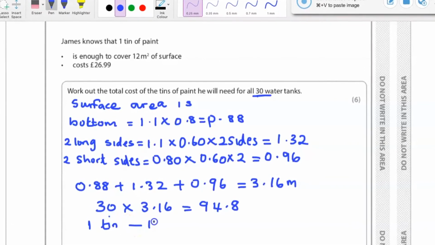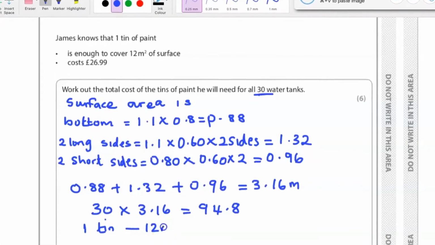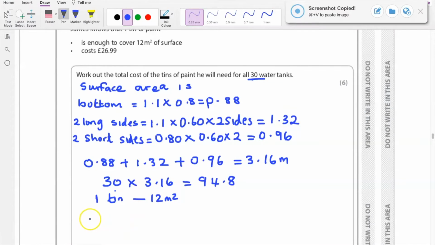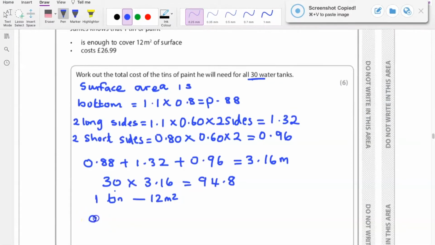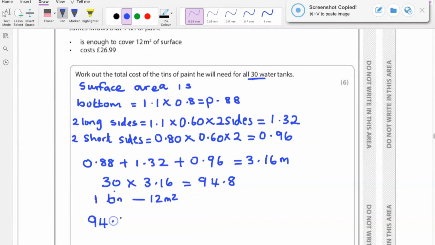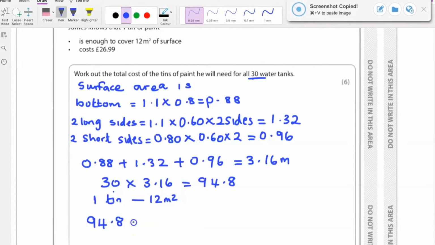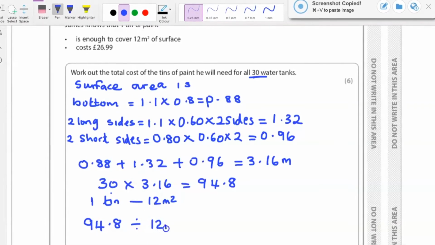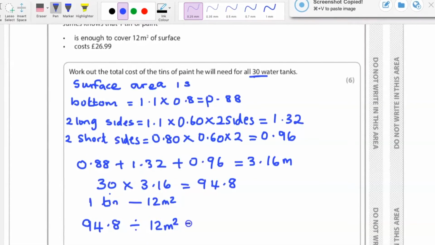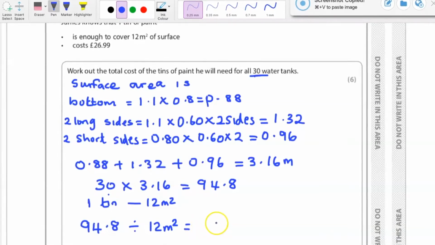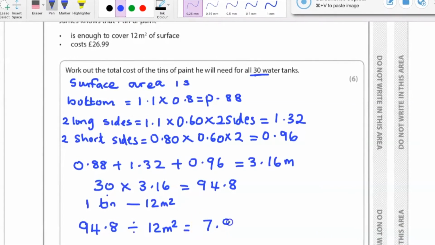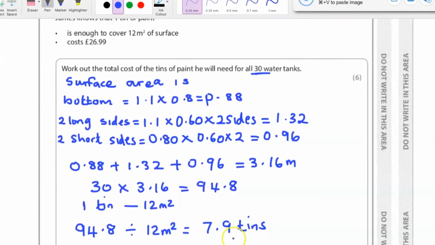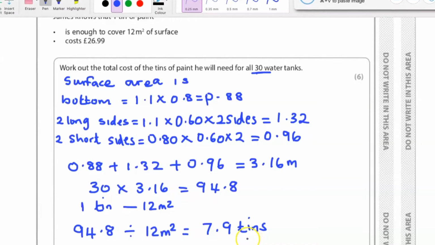Therefore, we divide 94.8 by 12 square meters. Here we have 7.9 tins. So 7.9 tins will be used.